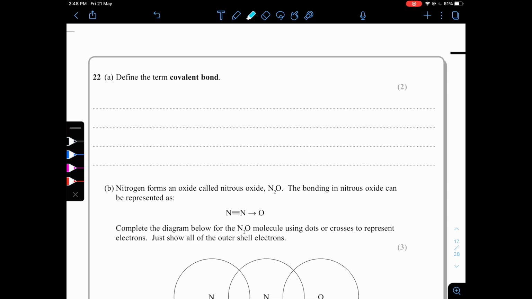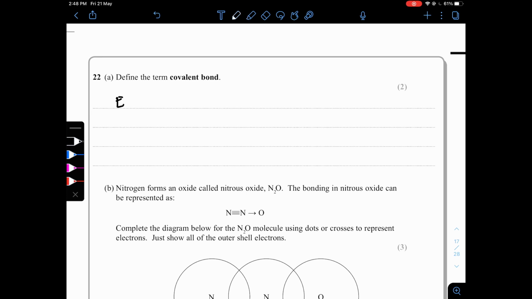Okay. Define the term covalent bond. Now, the definition that the examiner report says most of the candidates used was that they're talking about sharing of electrons. But simply referring to sharing electrons doesn't give the whole definition of a covalent bond. So try to be more precise and accurate.